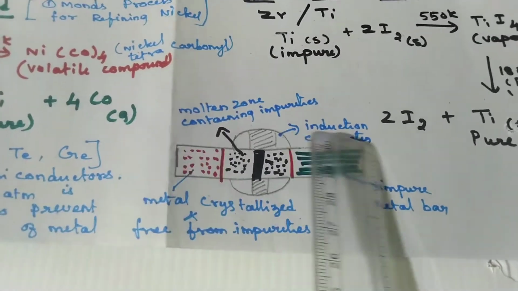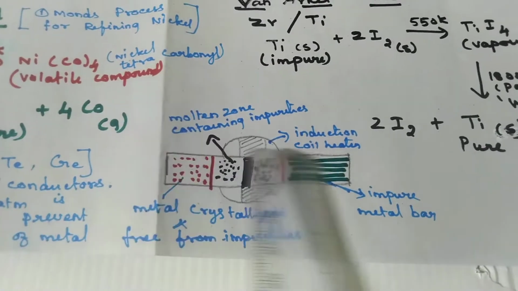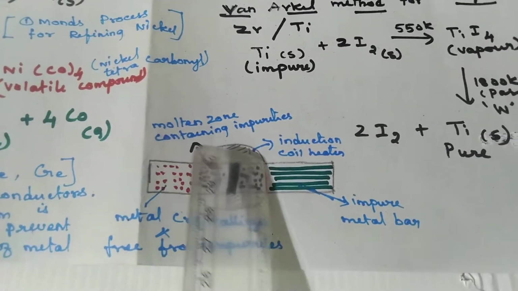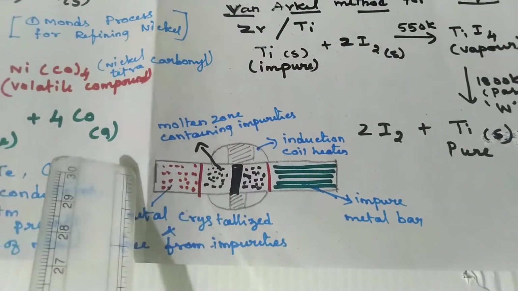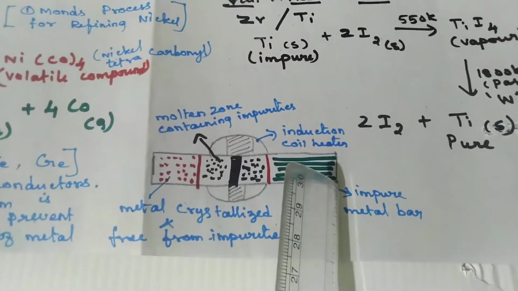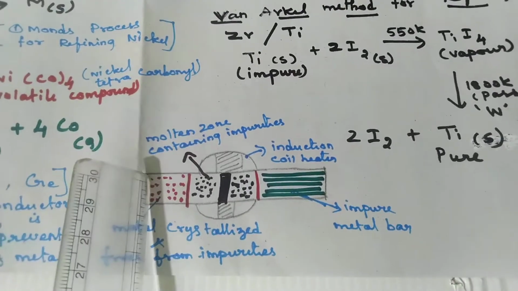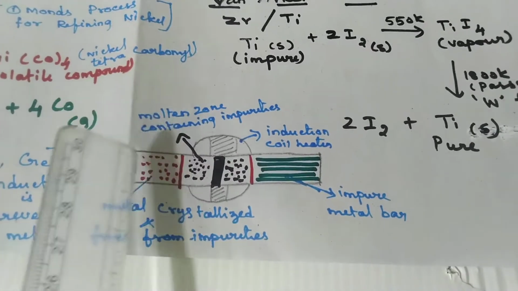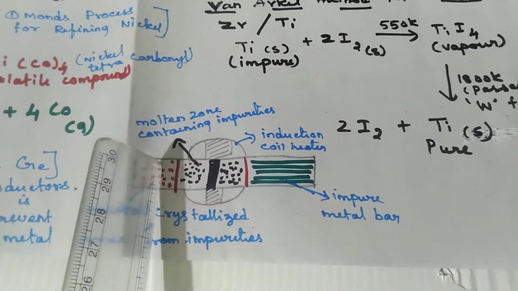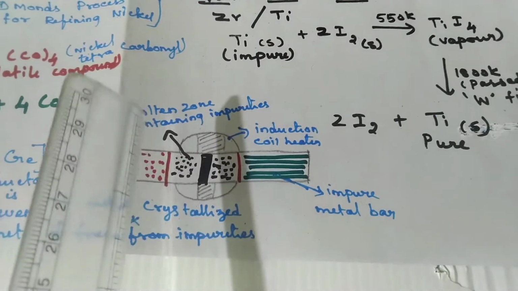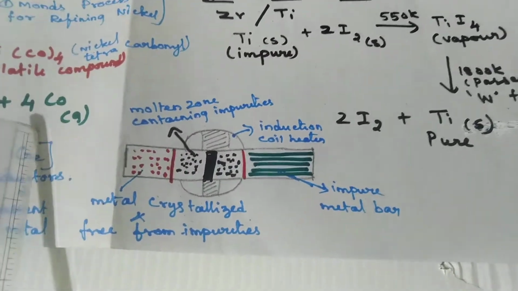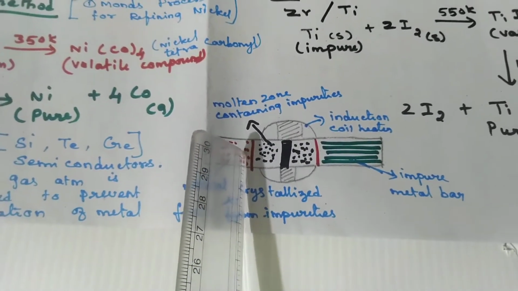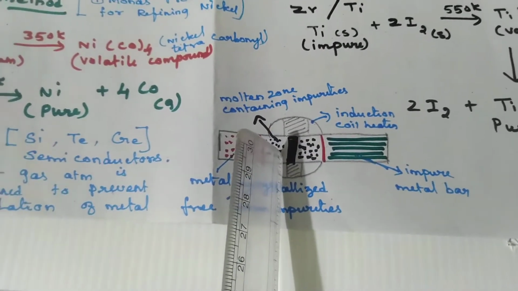Here the impure metal bar is taken, and one circular movable induction coil heater moves from one end to the other end of the metal bar. As it moves from one end to the other, the metal slowly starts to melt. And one more basic principle is used in this case. The impurities are more soluble in the molten form of the metal than in its solid state.